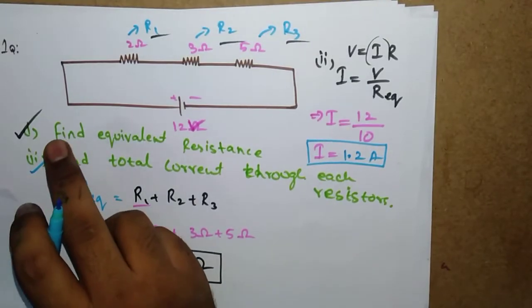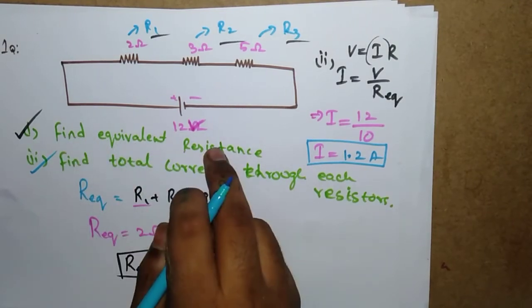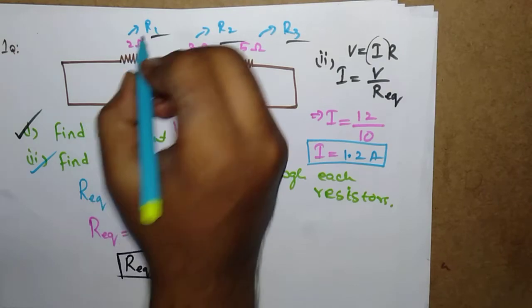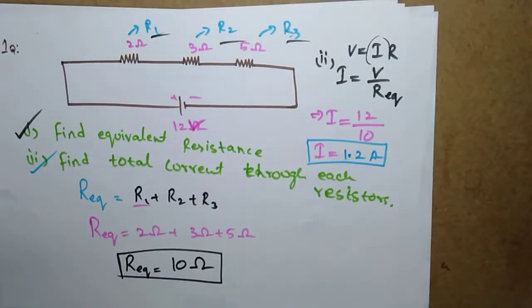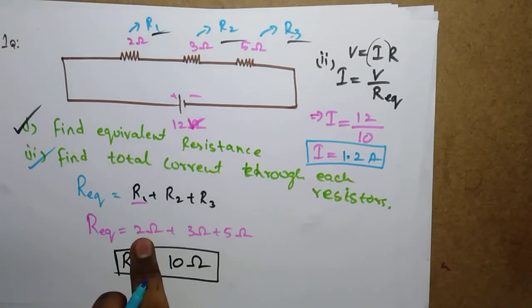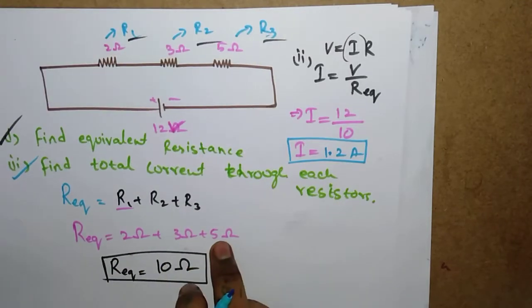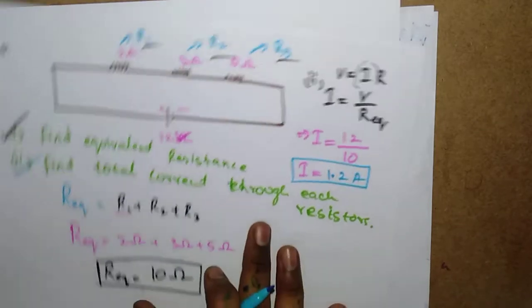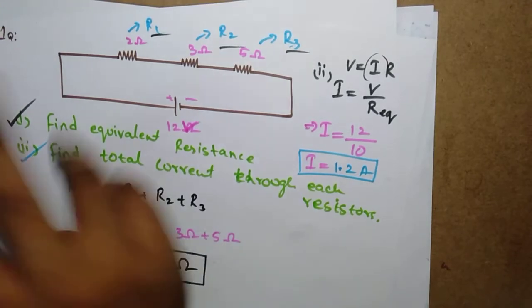Here in the question he asked to find the equivalent resistance. So how do we get the equivalent resistance? In series combination, always remember, the equivalent resistance comes from adding all the resistances. It means we add R1, R2 and R3, so we get the equivalent resistance. Similarly, I did it like this: R1 2 ohms plus R2 3 ohms plus R3 5 ohms will give the equivalent resistance as 10 ohms. The first bit is completed.